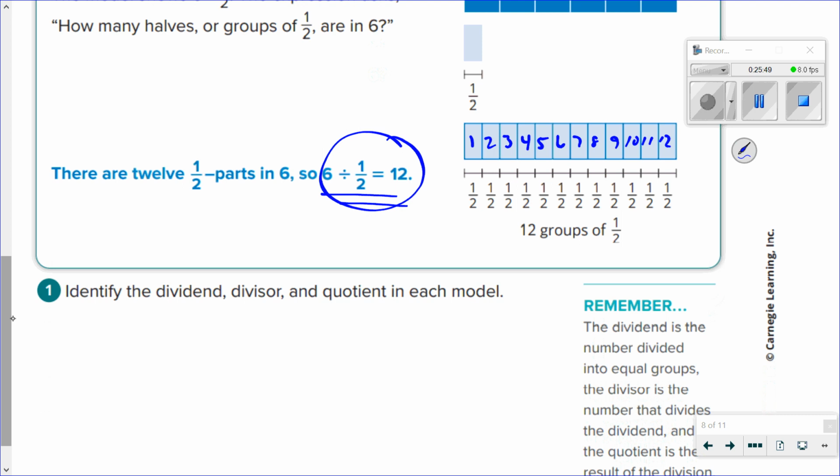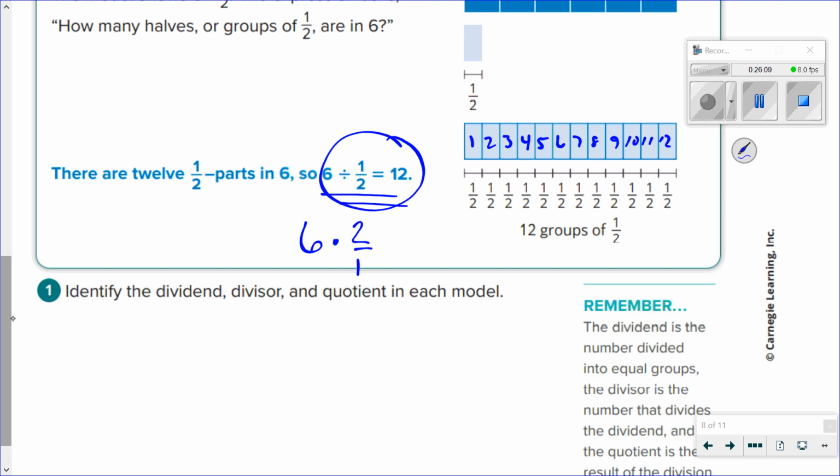So instead, what we do is we use our multiplication family. We say, instead of dividing by 1/2, I'm instead going to multiply by the reciprocal. What's the reciprocal of 1/2? 2/1. Awesome. Thank you for keeping the 1 in there.